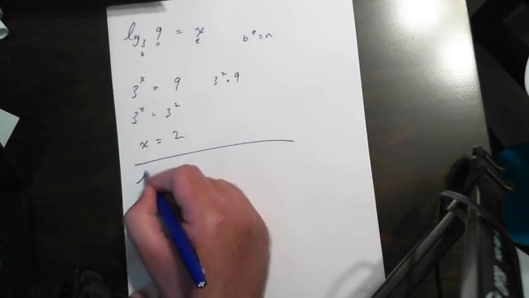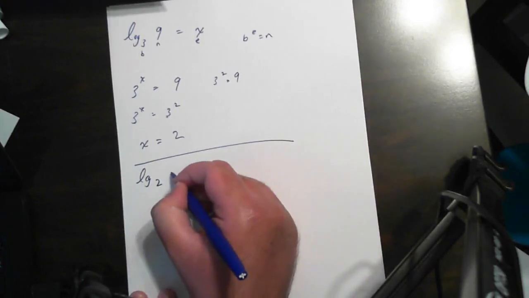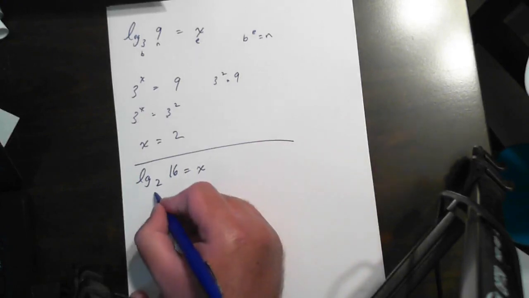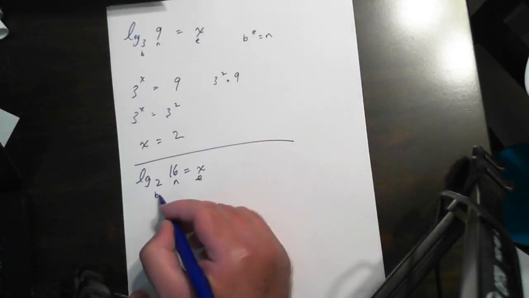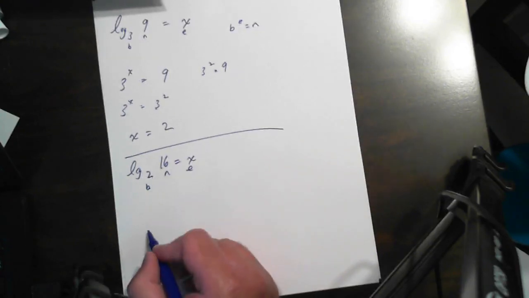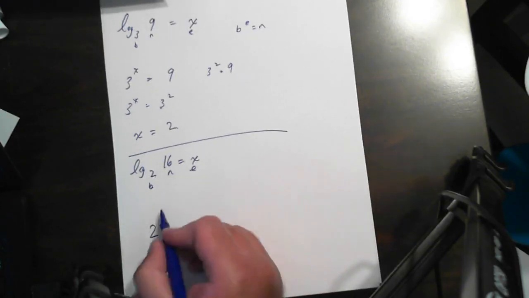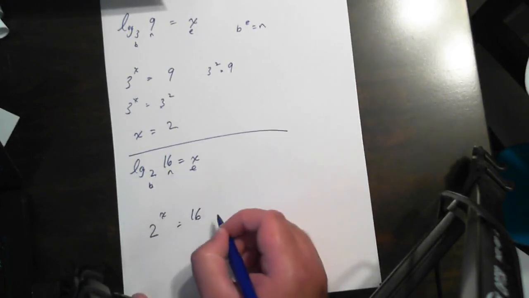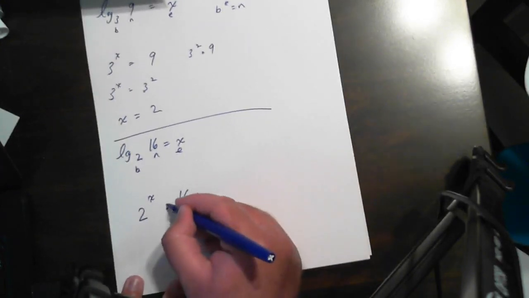Okay, let's do another one. How about log base 2 of 16? Okay, so I'll convert it into exponential form first. I know that this is B, this is N, this is E. So my base of my logarithm is 2, my exponent is x, and the number that goes to the other side is 16. So I've got 2 to the x equals 16.